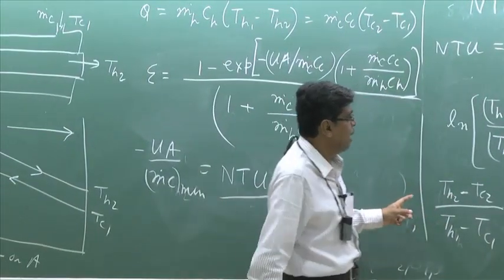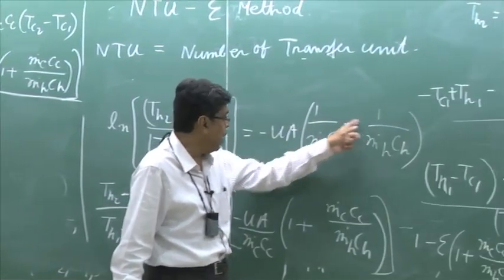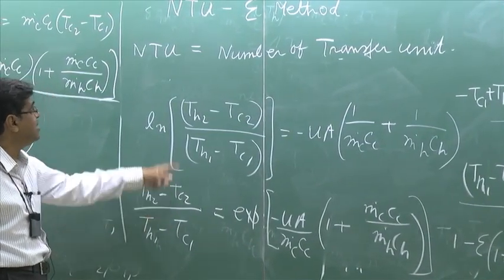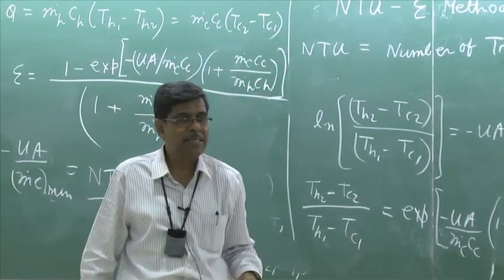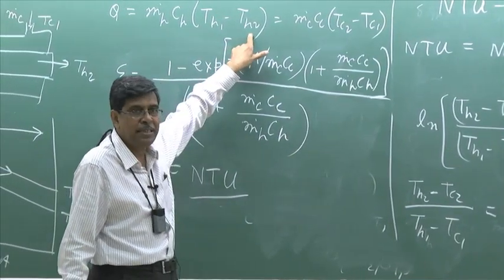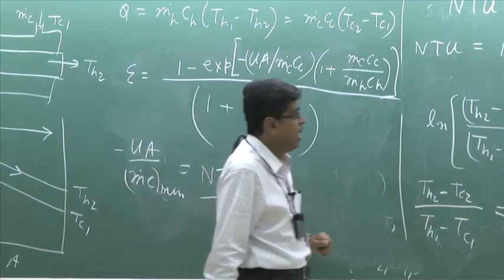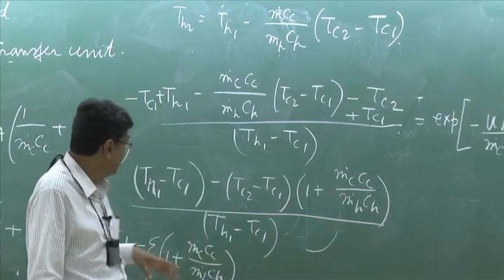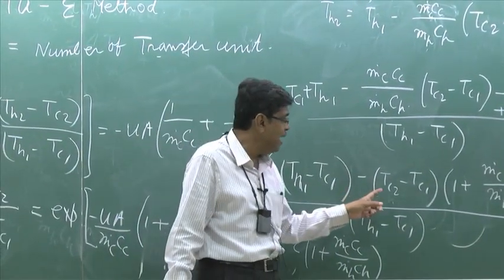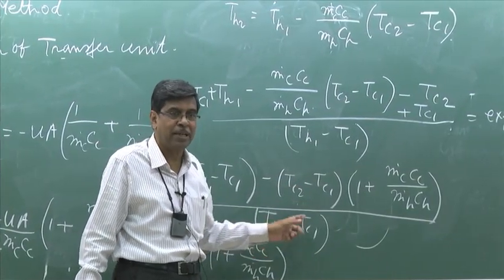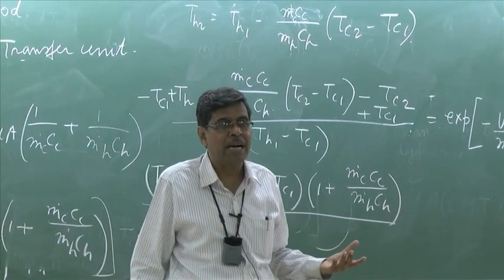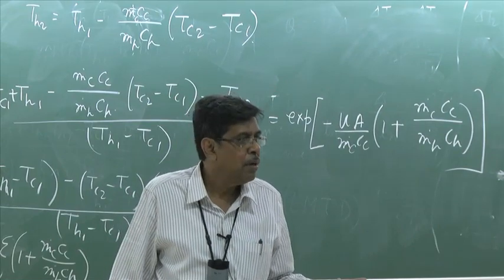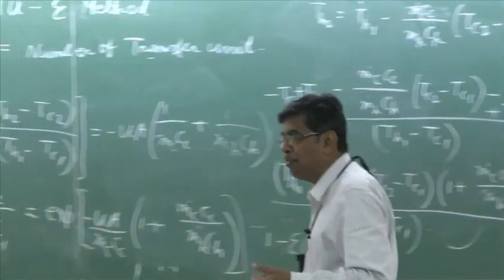Here we will take M dot H C H as common. Then it will be 1 plus M dot H C H by M dot C C C. Here TH2 will remain as it is, and TC2 will be replaced in terms of the other temperatures from here: TH2, TH1 and TC1. After that I will add and subtract TH1. In that case I will use the definition of epsilon as TH1 minus TH2 divided by TH1 minus TC1, because the definition of epsilon is the change of temperature for the minimum fluid over the maximum change of temperature available in the heat exchanger.